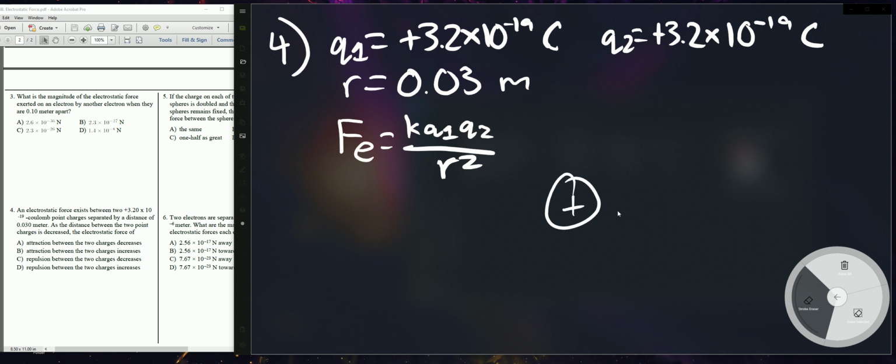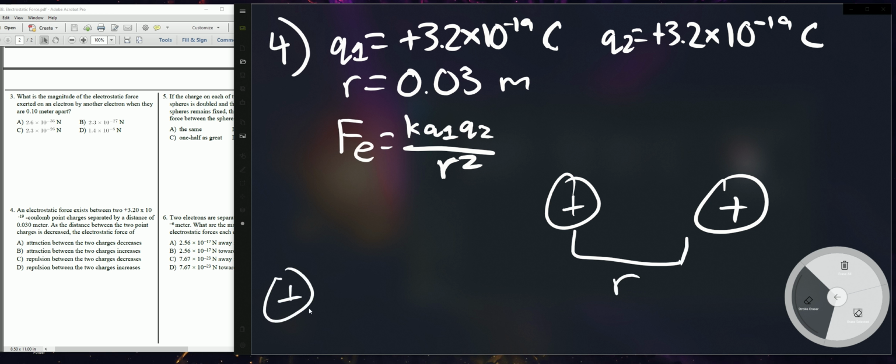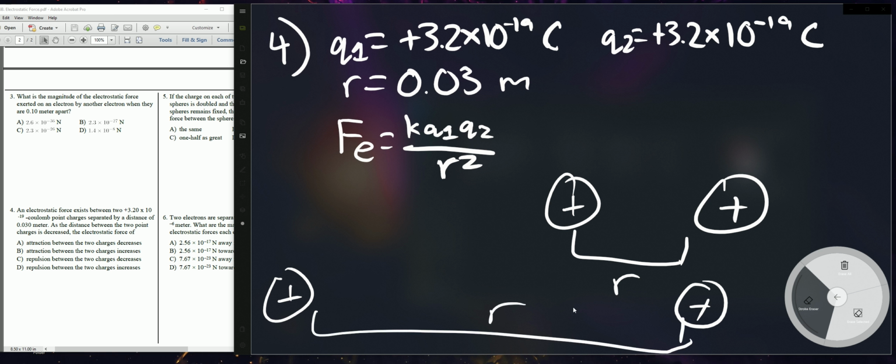Think about it. If you have 2 point charges, both positive, and you increase the distance between them, and now it's double, that's R. Well, is the attraction going to increase or decrease? First off, it's repulsing because it's two positive point charges, so they're repelling each other. Two positives repel. And if you increase the distance between them, the repulsion is going to decrease as well.